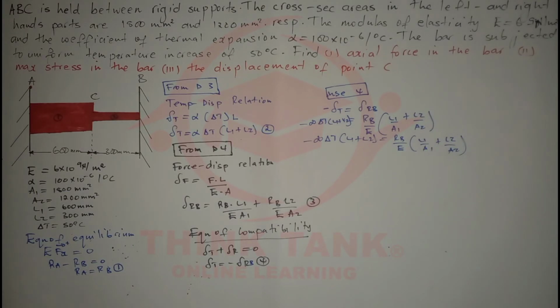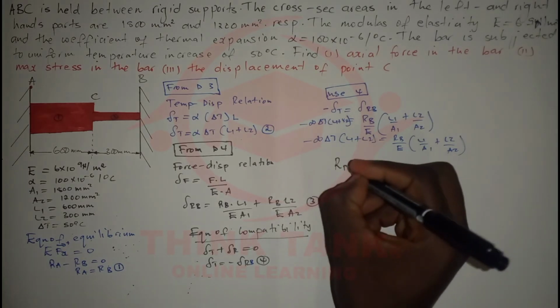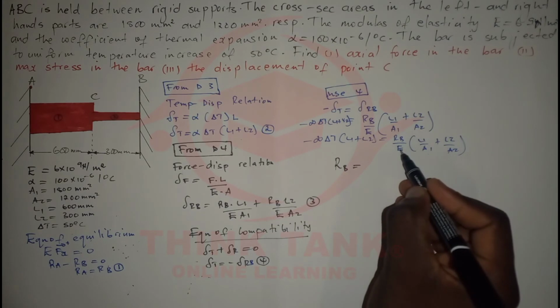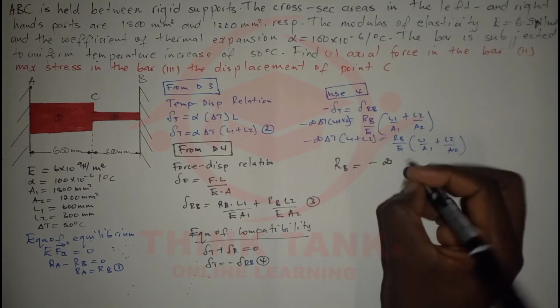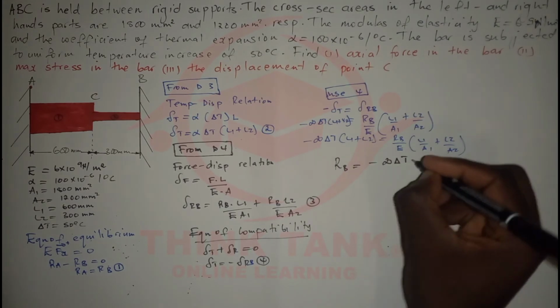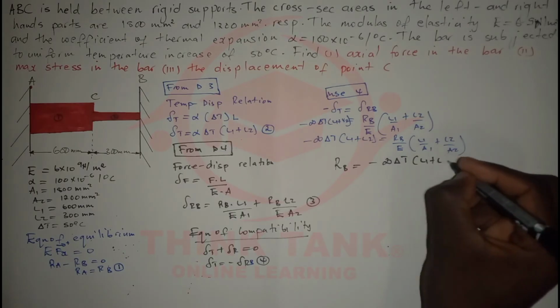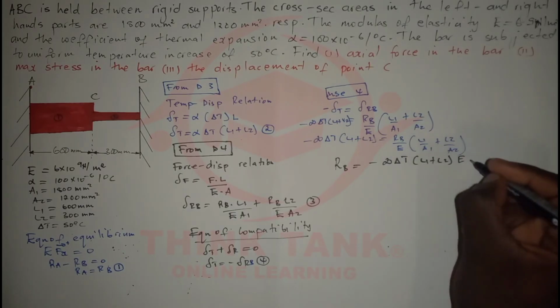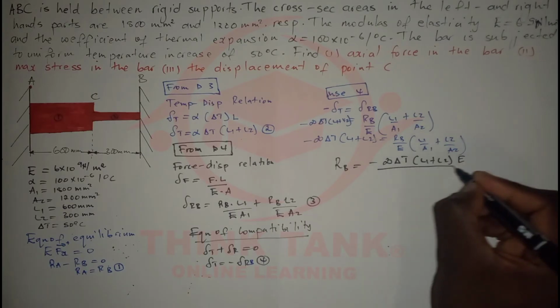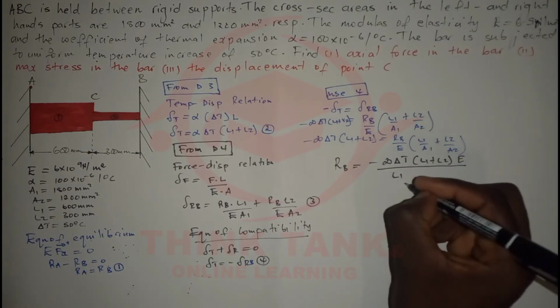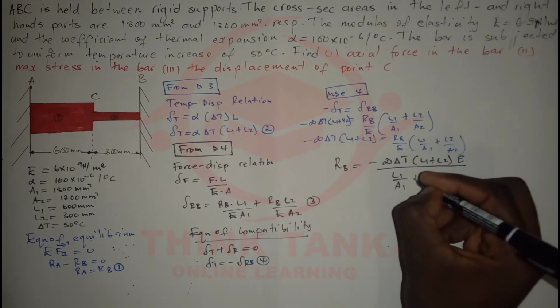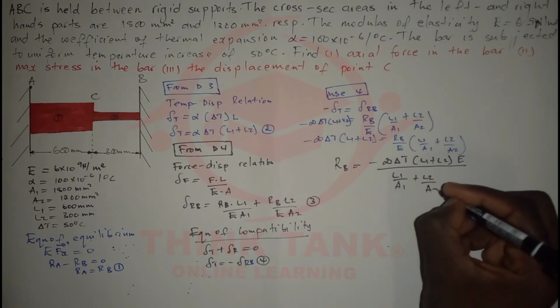Now I have to make RB the subject of the formula. I'm going to multiply both sides by E, so I'm going to have negative alpha delta T times L1 plus L2 times the modulus of elasticity. And I'm going to divide both sides by this, which is L1 over A1 plus L2 over A2.